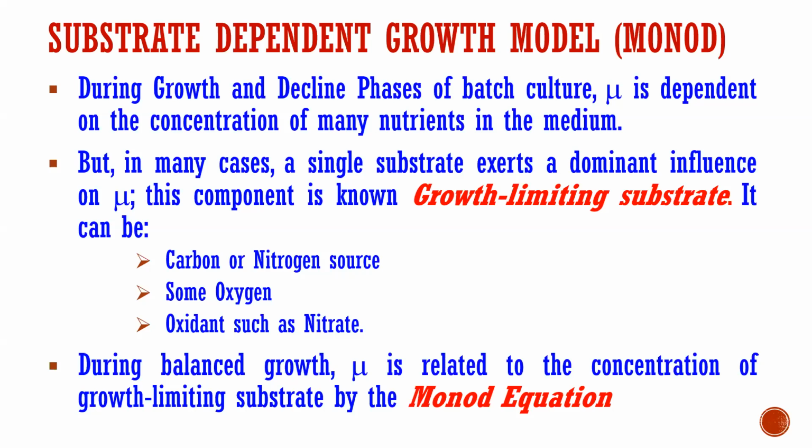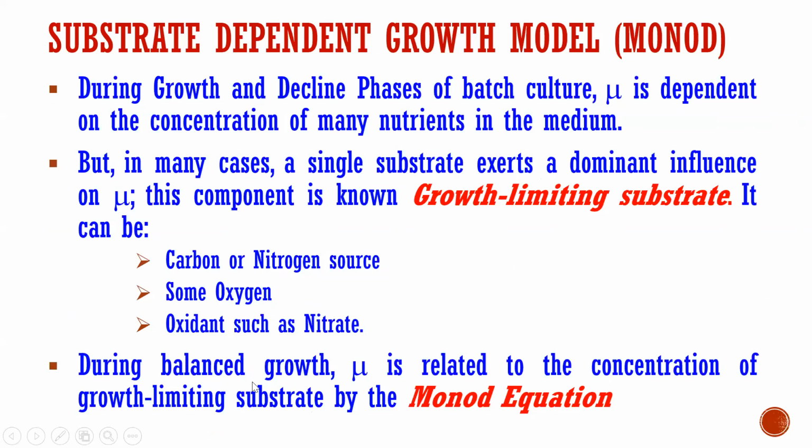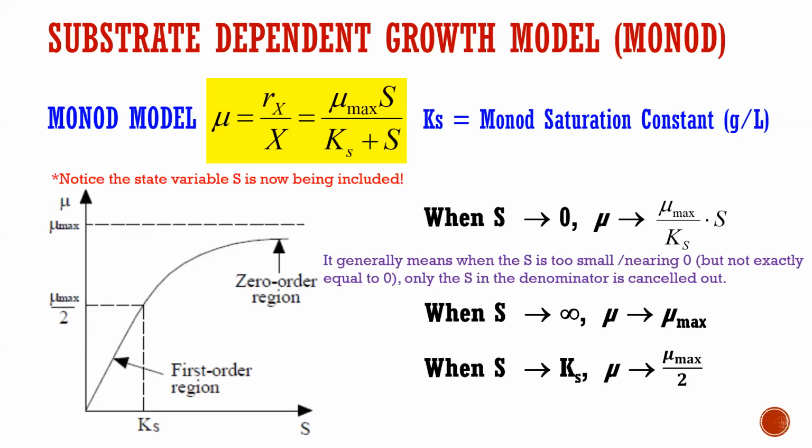All right, and then during balanced growth, specific growth rate is related to the concentration of growth limiting substrate by the Monod equation. So basically, the Monod equation gives you a relationship between the specific growth rate, which is mu, and S, which refers to substrate concentration. Okay, so let's look at the model. So this is the model, all right?